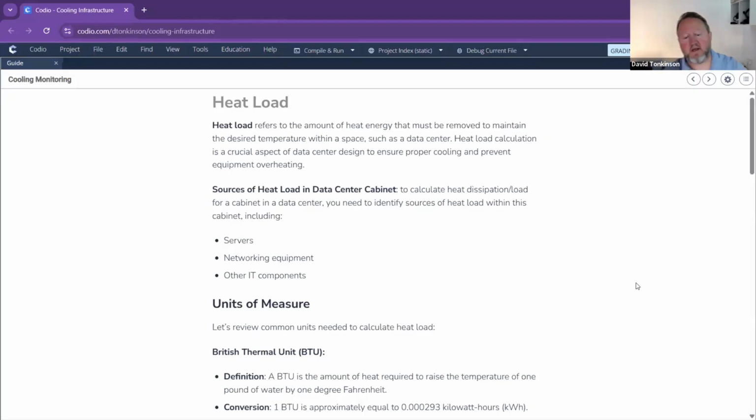Okay, so let's talk a bit about heat loads. The heat load basically refers to the amount of energy that's produced by your systems. Now, we can break this down into individual systems. So we can look at a data center and think, well, what equipment produces heat in our data center? Well, we've got servers, we've got networking devices, and then we've got other IT devices.